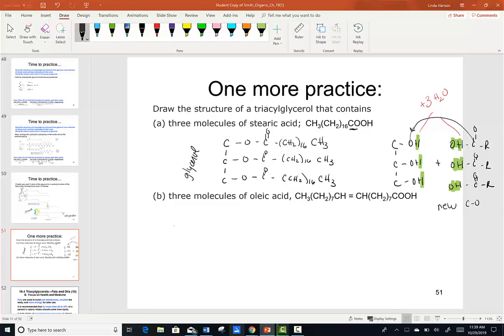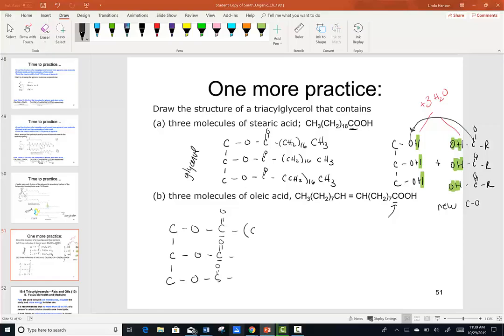Let's try another. Here's the glycerol. I've removed the hydrogen, the oxygen remains. The site of attachment is to the carbonyl carbon of the fatty acid. And the oleic acid, remember right here, that's the carbonyl carbon. That's what's corresponding to what I just drew.